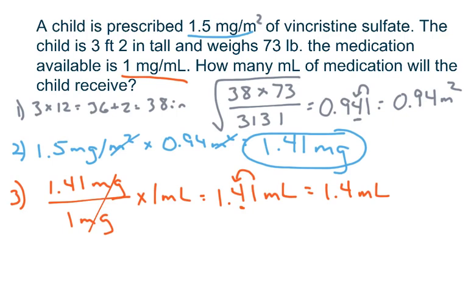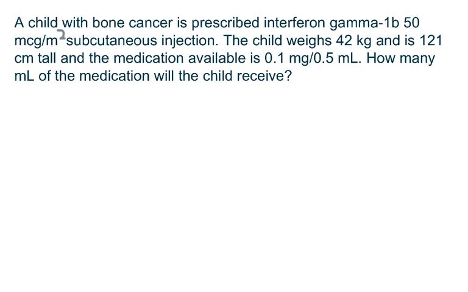So that's calculating how much medicine a patient gets based on their BSA in the English version. The next one is our metric version. A child with bone cancer is prescribed interferon gamma 1B, 50 micrograms per meter squared, subcutaneous injection. The child weighs 42 kilograms and is 121 centimeters tall. The medication available is 0.1 milligrams per 0.5 milliliters. How many milliliters will the patient get?